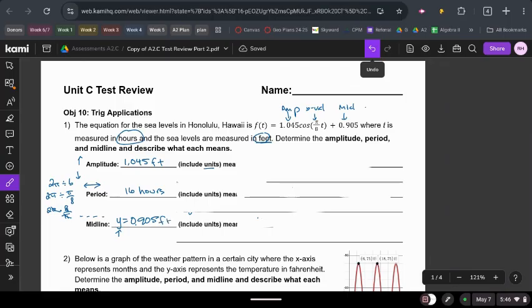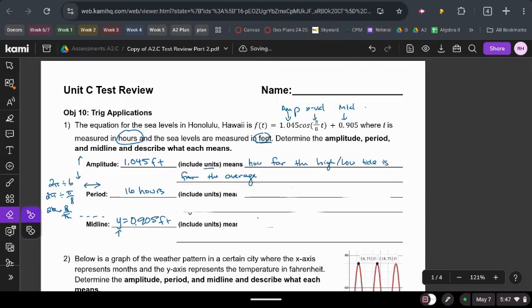And then defining this is simply forming some sort of description of the graph based on the word problem itself. So amplitude is talking about how far away the max and the min are from the average. So how far the high and low tide is from the average. You could also use the fact that it's half the difference between the high and low tide, something like that. For the second one, it's about how long it takes for something to repeat.